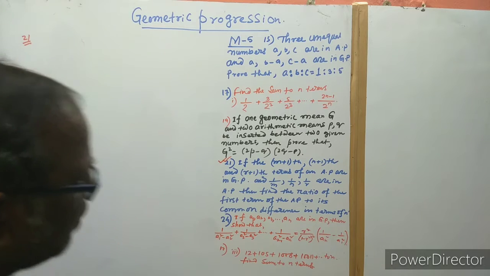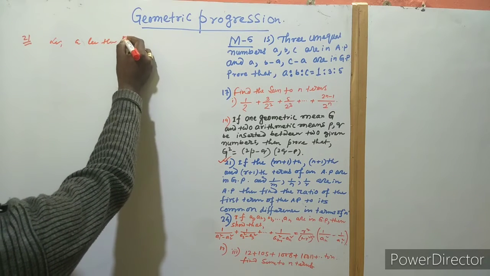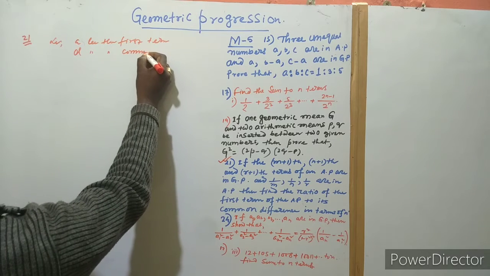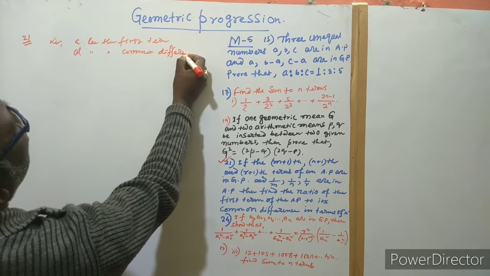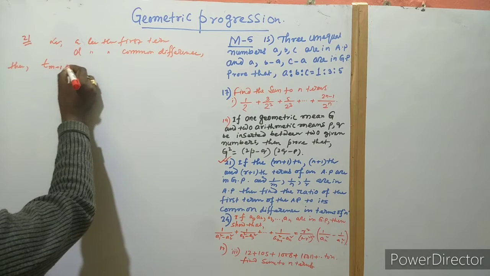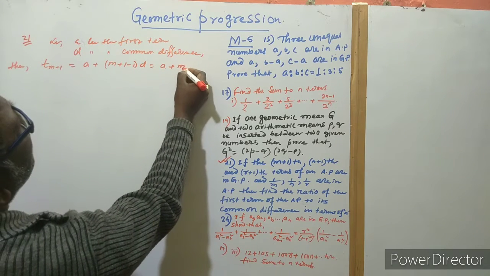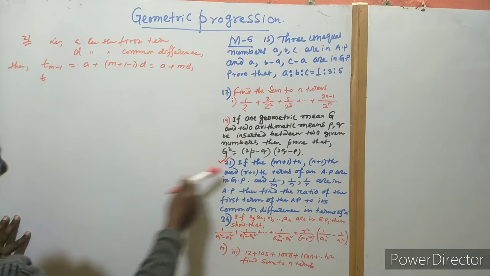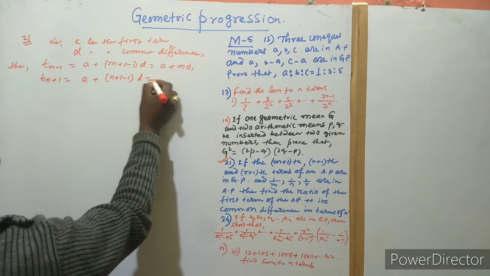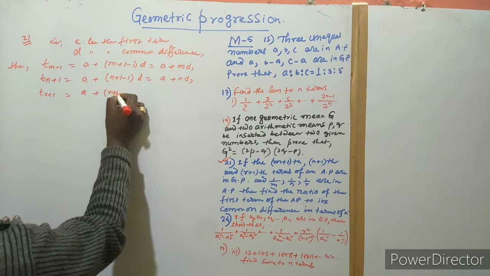So let us assume A be the first term and D be the common difference. Then T(m+1) is equal to A plus (m+1 minus 1) into D, that is A plus mD, and T(n+1) is equal to A plus (n+1 minus 1) into D, which is A plus nD, and T(r+1) is equal to A plus (r+1 minus 1) into D.